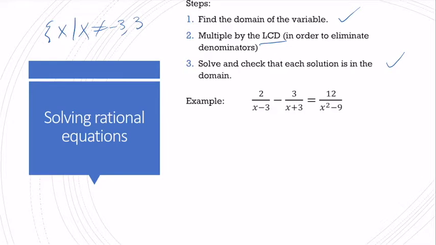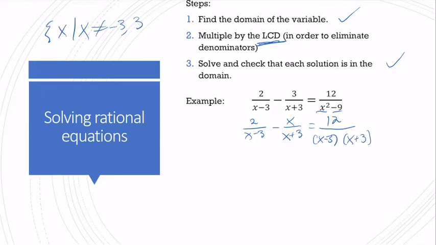It's a lot easier to determine the LCD once everything's factored. So I need to factor this quadratic on the right-hand side of my equation. X squared minus 9 is a difference of squares, so it factors to x minus 3, x plus 3.